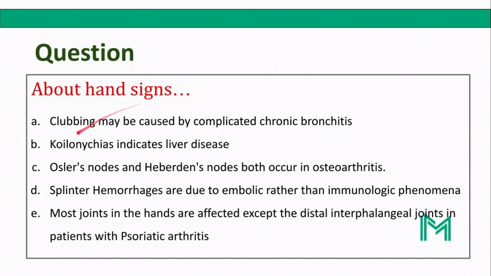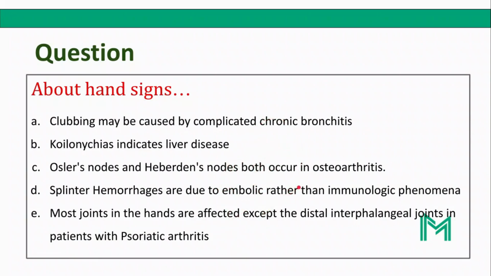About hand signs: clubbing may be caused by complicated chronic bronchitis. Koilonychia indicates liver disease. Osler's nodes and Heberden's nodes both occur in osteoarthritis. Splinter hemorrhages are due to embolic rather than immunologic phenomena. Most joints in the hands are affected, except the distal interphalangeal joint, in patients with psoriatic arthritis. These are the statements, and one of them is true.